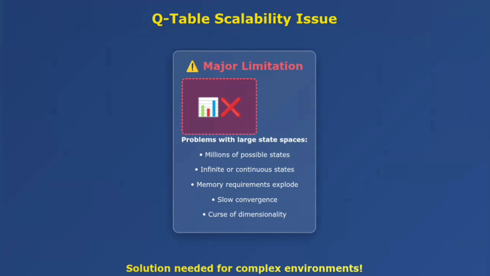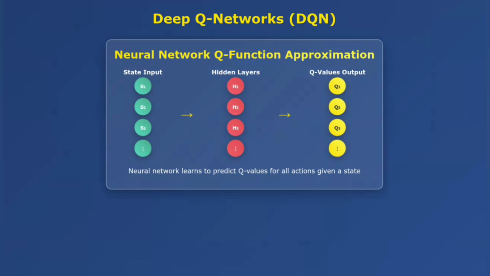What if your environment has millions or even infinite states, like a complex video game or a continuous control task? This is where deep Q networks come in. DQN integrates deep learning with Q-learning. Instead of a Q table, a neural network is used to approximate the Q function. The input to the neural network is the state, and the output is the Q value for each possible action.